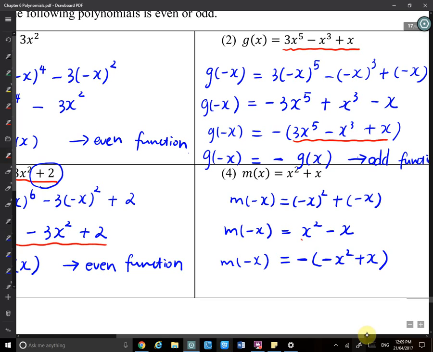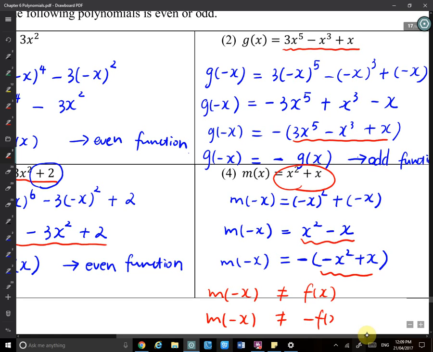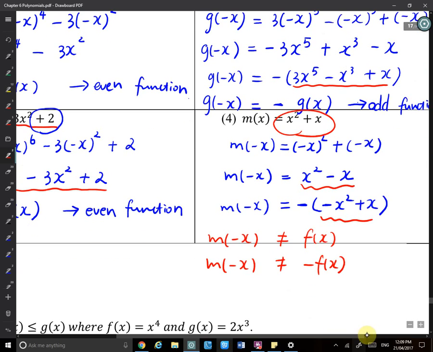Okay, neither this nor this is equivalent to that. So this m(-x) is not equal to m(x). This m(-x) is not equal to negative m(x). Okay, it's not equal to both of that. So it's neither even nor odd. Okay, it's neither even nor odd function.